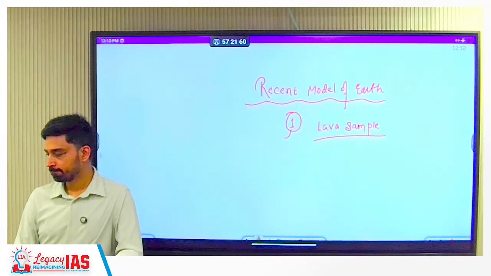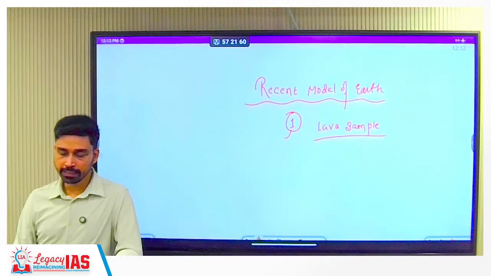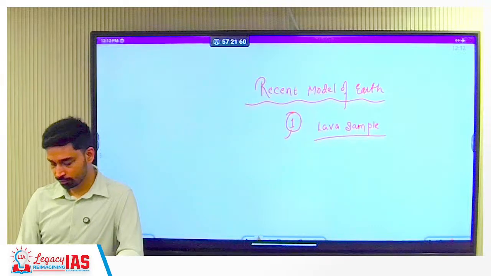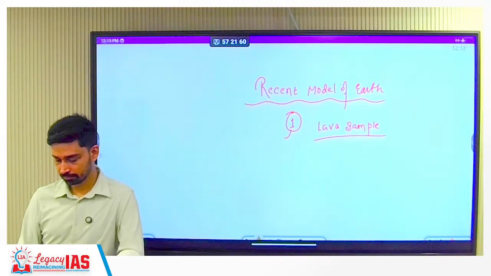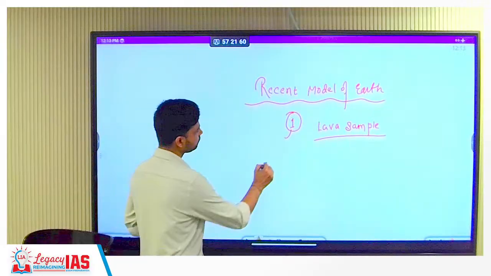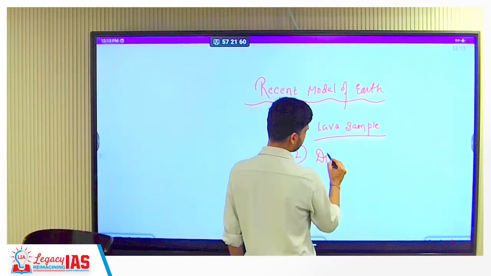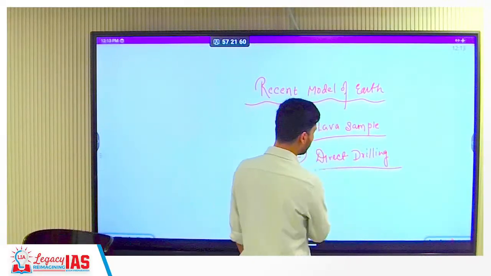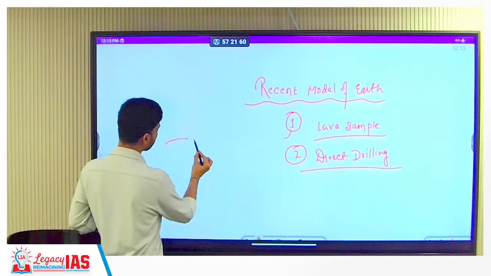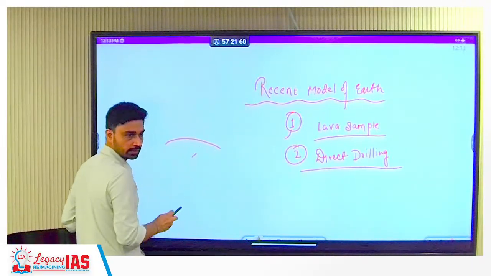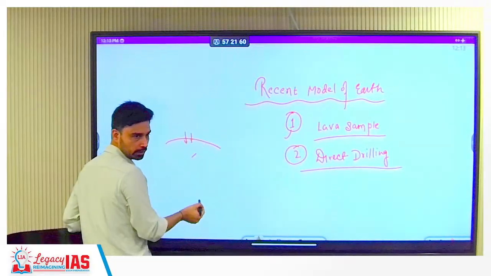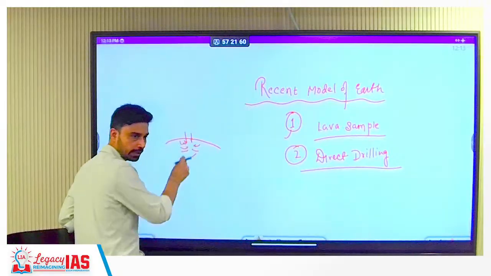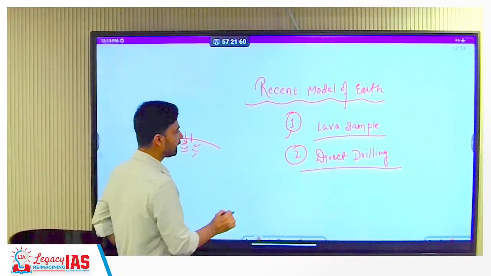Next is direct drilling evidence, or direct drilling based evidence. Direct drilling based evidence means you are on the surface and you want to know what is inside the earth. So what you do? You start drilling a hole inside the earth. As you drill a hole, you become aware about all the places at a greater depth. So direct drilling based evidences.